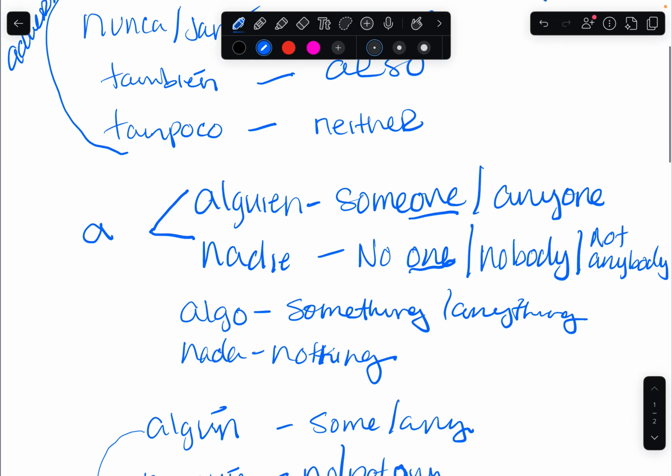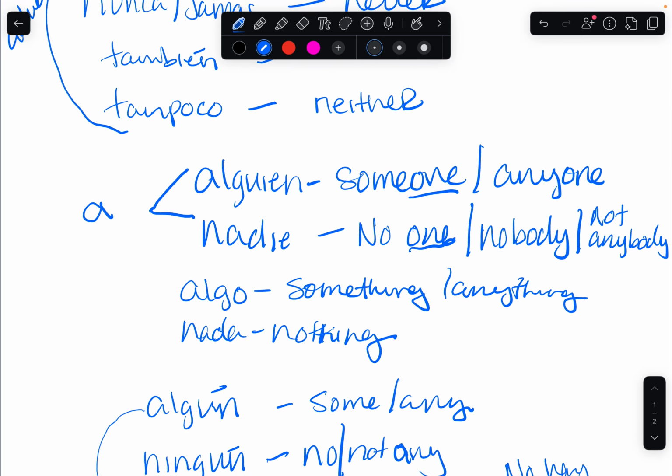Okay, and then you have words like alguien or nadie, which means someone or no one or not anybody, which sometimes require the personal a, which is something that we talked about in previous chapters. The personal a is used when they function as direct objects.